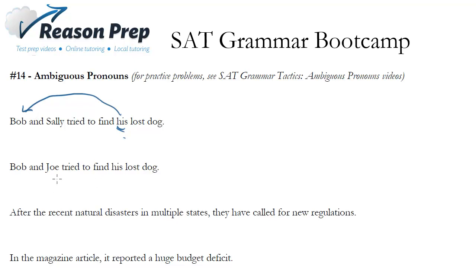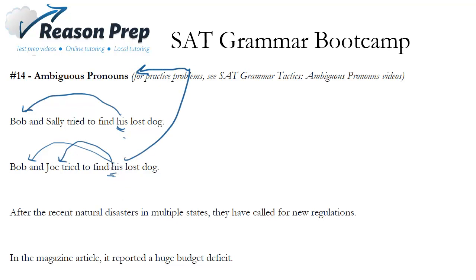Next sentence. Bob and Joe tried to find his lost dog. So wait a minute. His, again, singular. It could really refer to Bob or Joe. We don't know without more context which one it could be. So on the SAT, if you're reading a story about Bob lost his dog and he decided to go with his friend Joe to find his lost dog, you know from context that it's Bob's dog. But we don't have that here, nor does the SAT really care. We've got two possible candidates for the pronoun, so this is an ambiguous pronoun error.